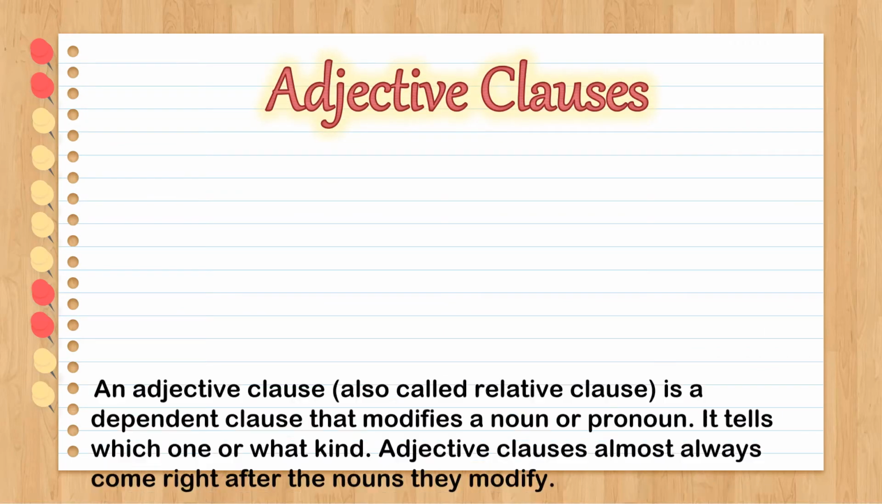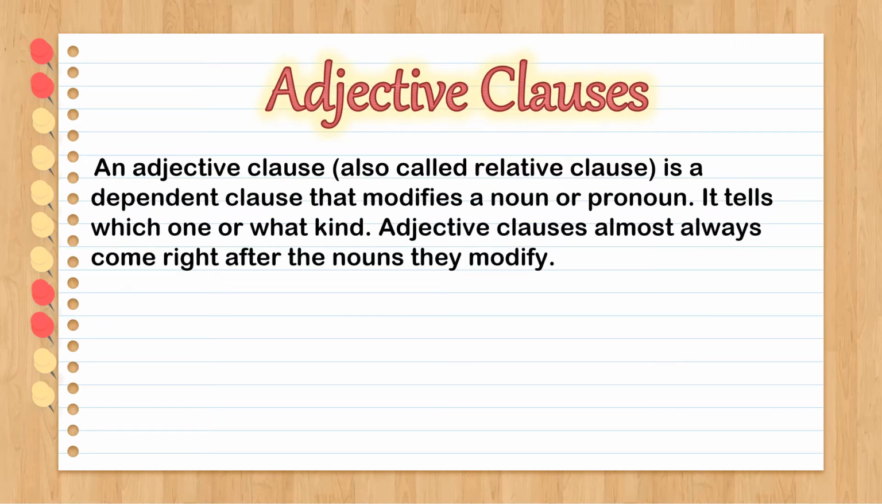Adjective clauses. An adjective clause, also called a relative clause, is a dependent clause that modifies a noun or pronoun. It tells which one or what kind. Adjective clauses almost always come right after the nouns they modify.